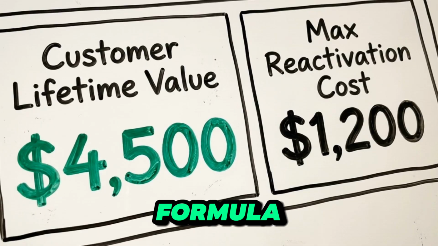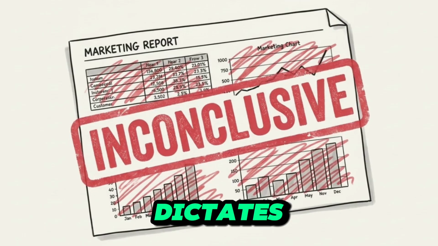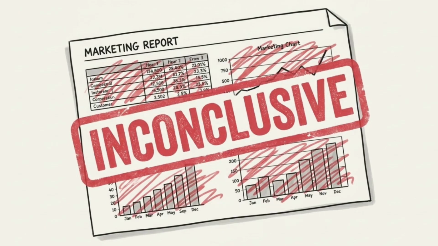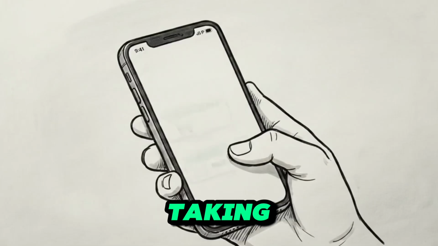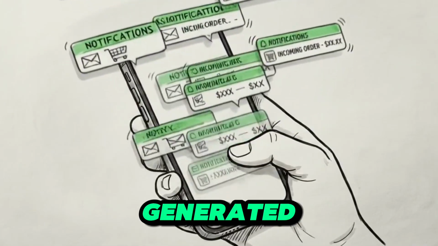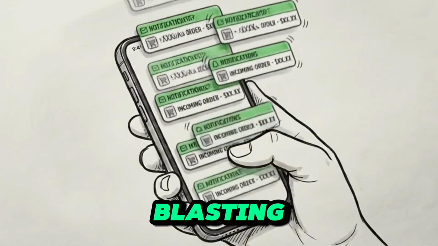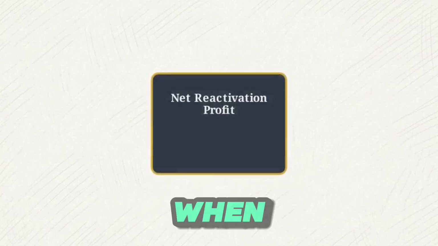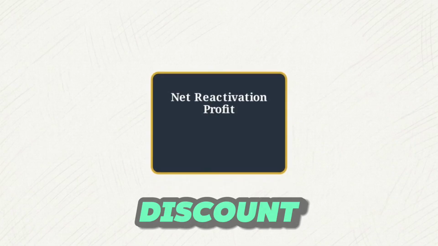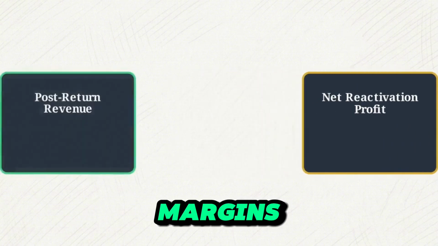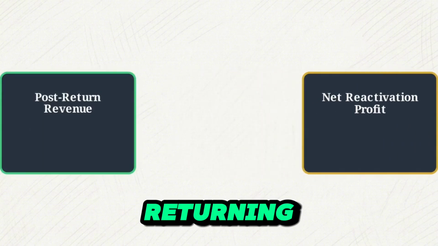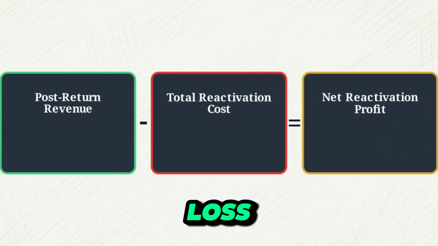Looking at this visual formula, the only metric that dictates success is net reactivation profit. You calculate this by taking the post-return revenue generated and subtracting the total reactivation cost. For example, blasting a massive 20% discount might yield a high return rate, but when you plug those numbers in, the heavy discount often wipes out your margins. The result is a high volume of returning buyers, but a net financial loss.